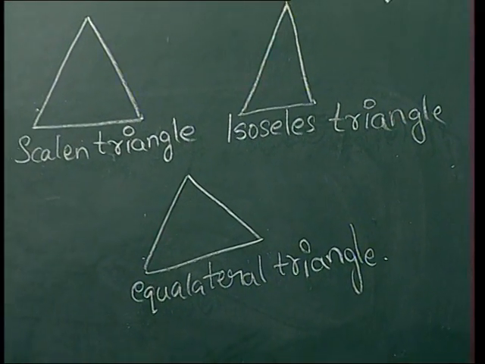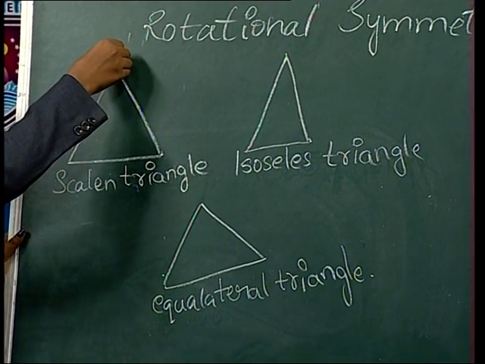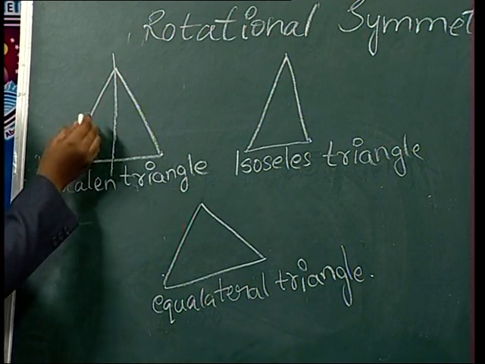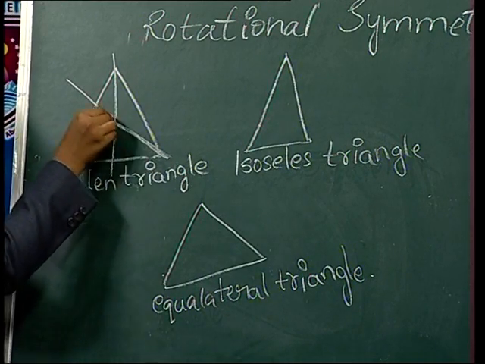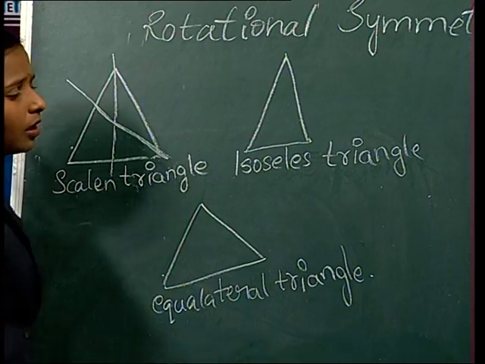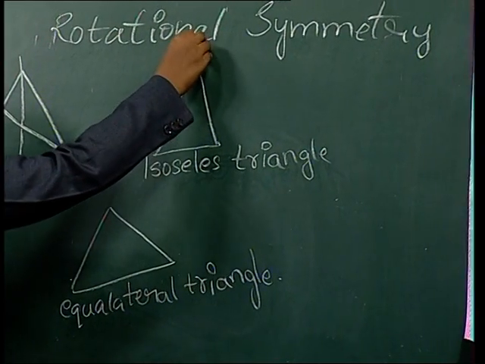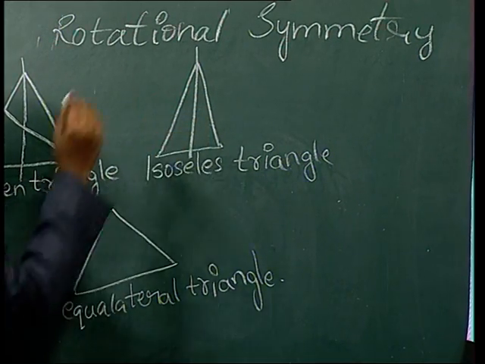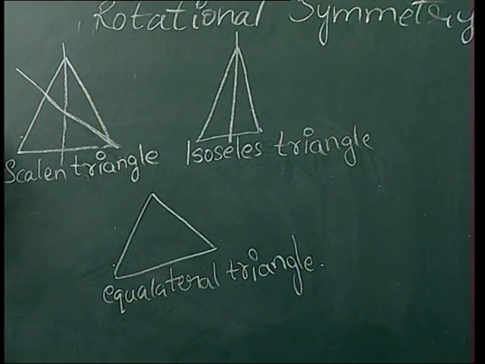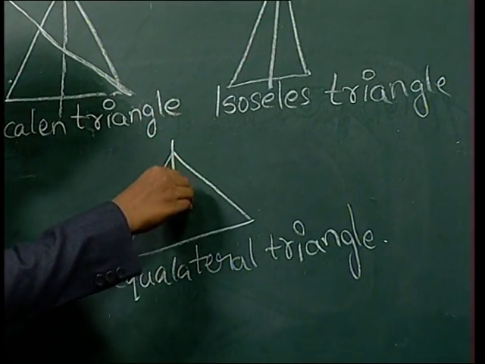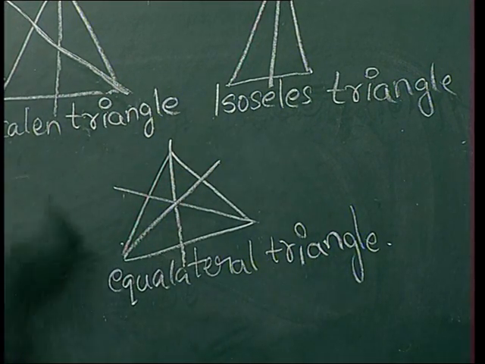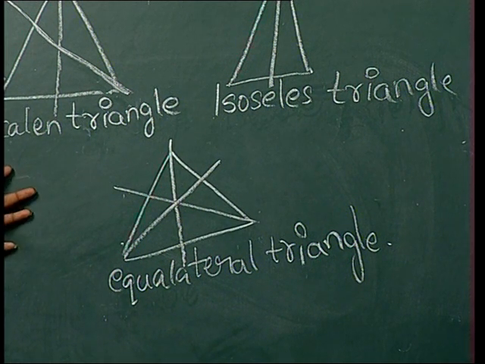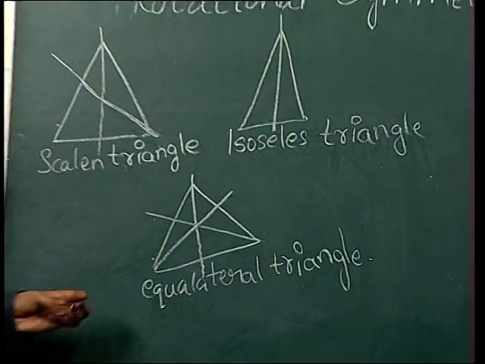So for the scalene triangle, how many lines of symmetry can we draw? For the isosceles triangle, how many can we draw? We can draw only 1 line of symmetry. For the equilateral triangle, how many can we draw? We can draw 3. 1, 2, and 3. So the scalene triangle has no lines of symmetry, the isosceles triangle has 1 line of symmetry, and the equilateral triangle has 3 lines of symmetry.